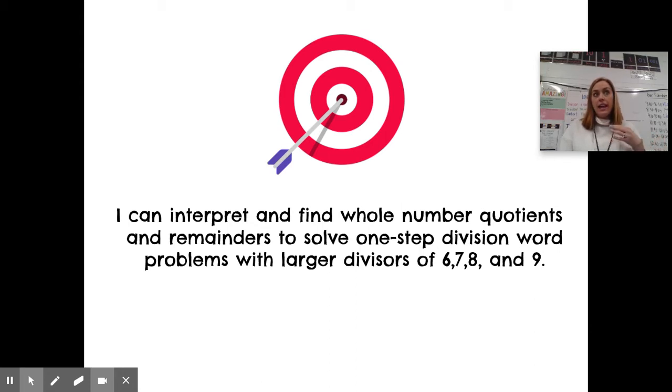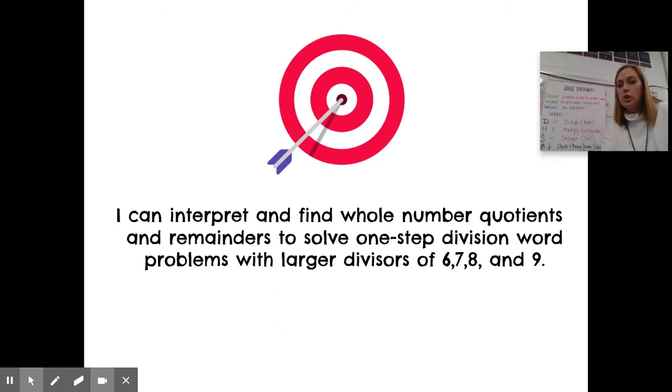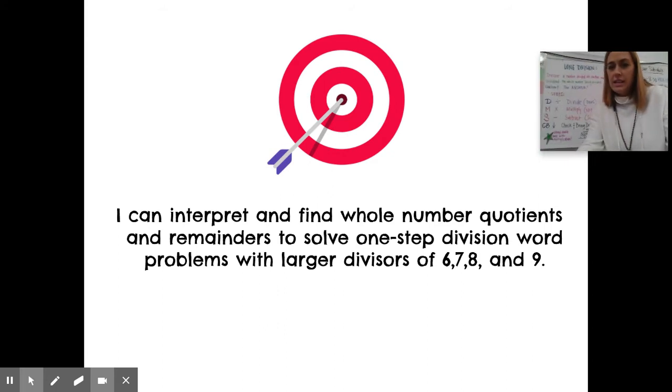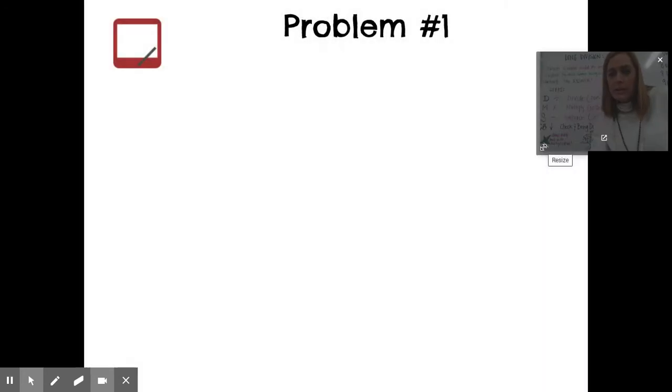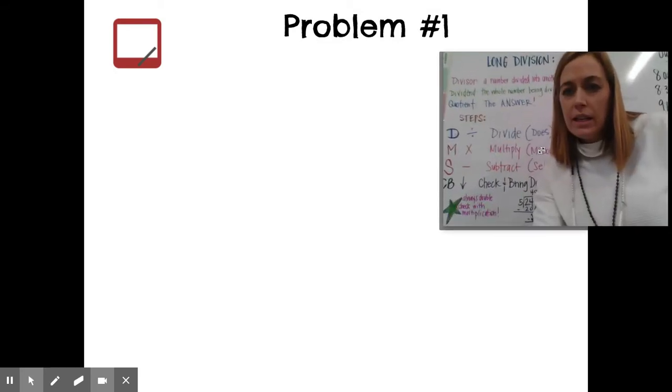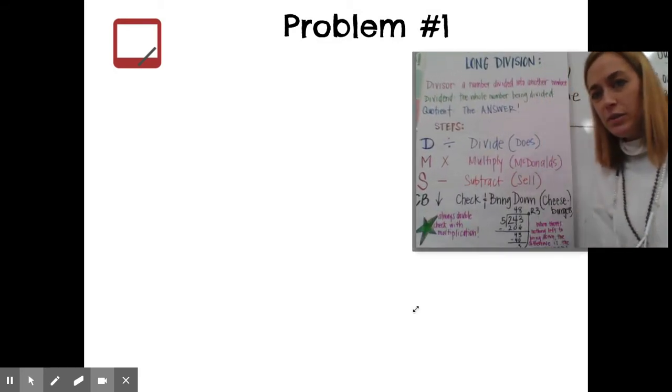So we've been looking at numbers 1 through 5 as divisors, and now we're going to look at some larger numbers: 6, 7, 8, and 9. So let's talk a little bit about that vocabulary before we get started. I've made this anchor chart. Let's see if I can adjust and get it in view for you guys. And it'll be posted here in the classroom, but it just kind of goes over some of the vocabulary.